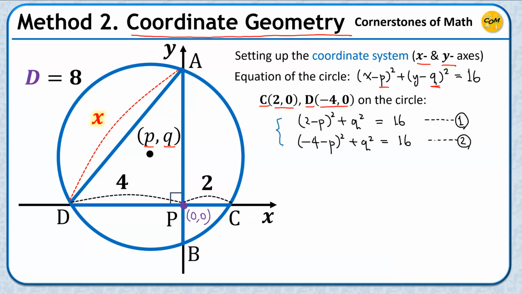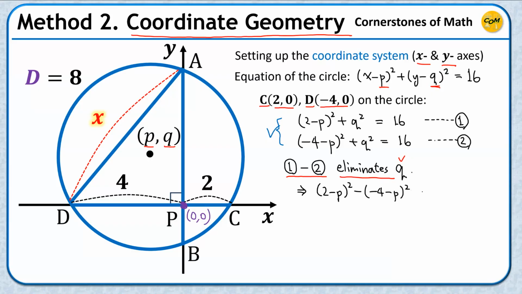So now we have the system of quadratic equations on p and q. Actually, this is the system of quadratic equations that is quite easy to solve. Because if we subtract second equation from the first equation, it just straight up eliminates one of the unknowns q. Then all we have is 2 minus p squared minus negative 4 minus p squared equals 0. So by expanding, we have p squared minus 4p plus 4 minus p squared minus 8p minus 16 equals 0. So p squared term gets cancelled, and you can easily find that p is equal to negative 1.